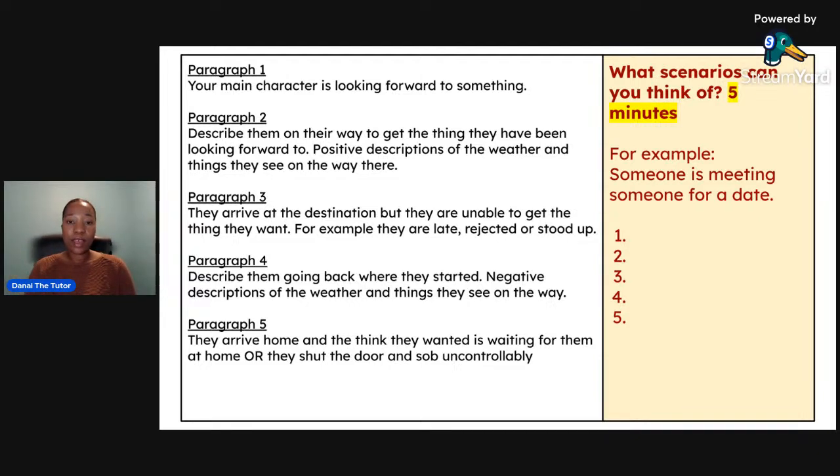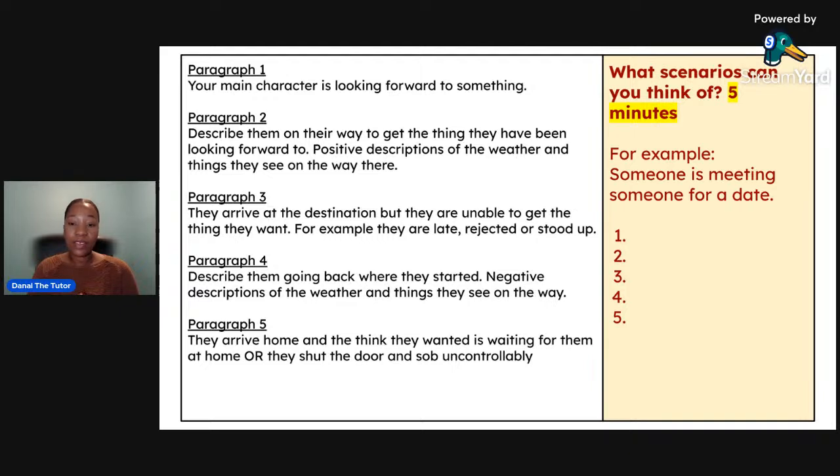And then they arrive there, but they don't get what they want, okay? Maybe the person stood them up, okay? Or perhaps they were late and the person decided, I'm going, whatever, okay? So that's an example of a scenario. So somebody's going on a date. But what other scenarios could we use to fit into this story?